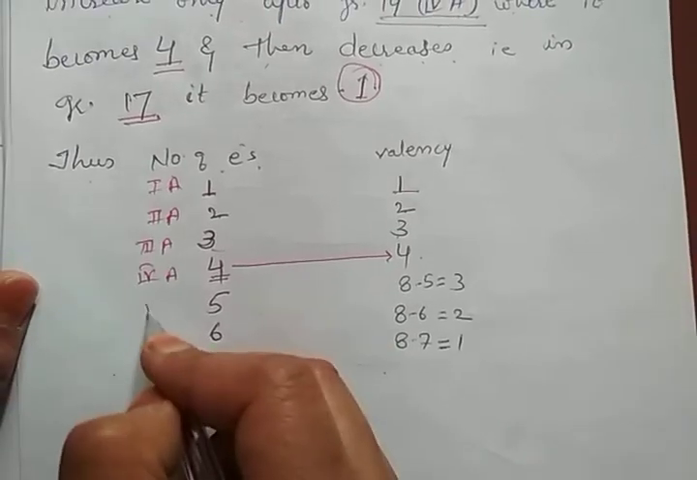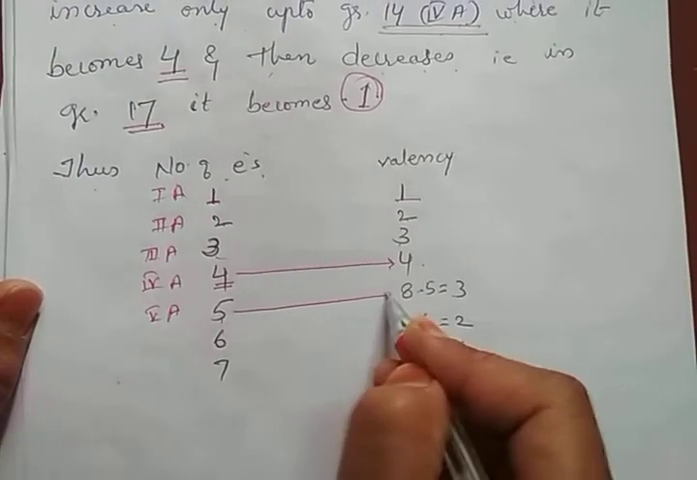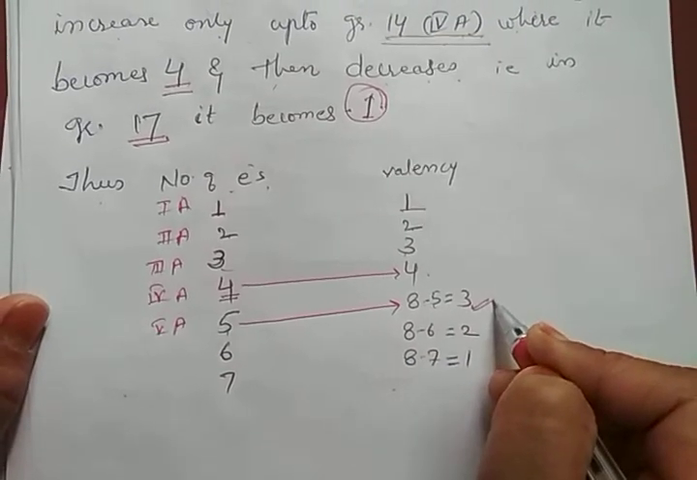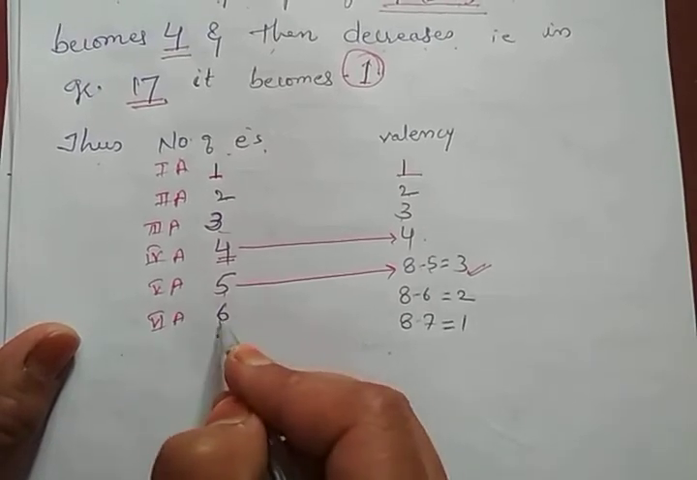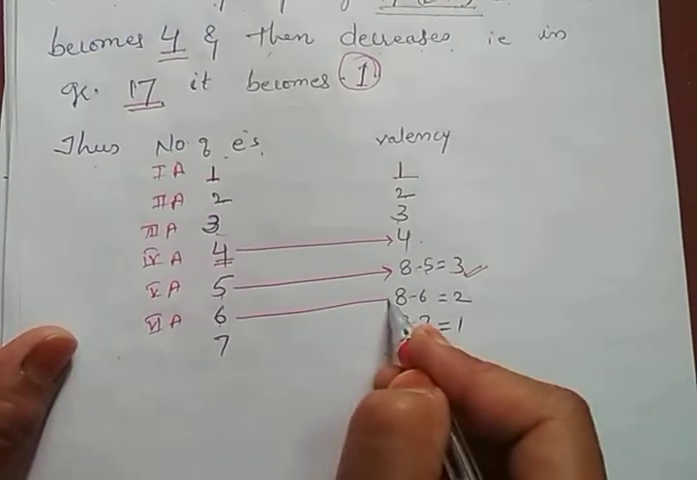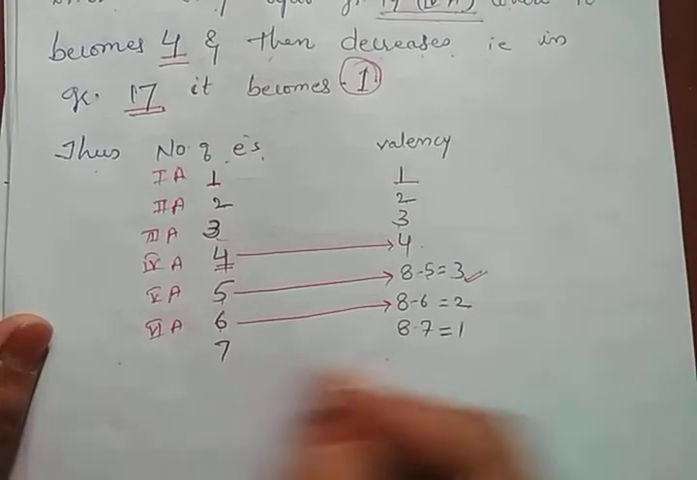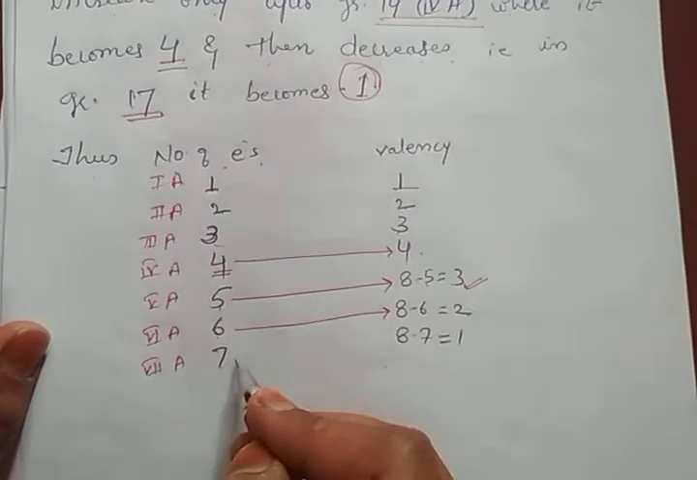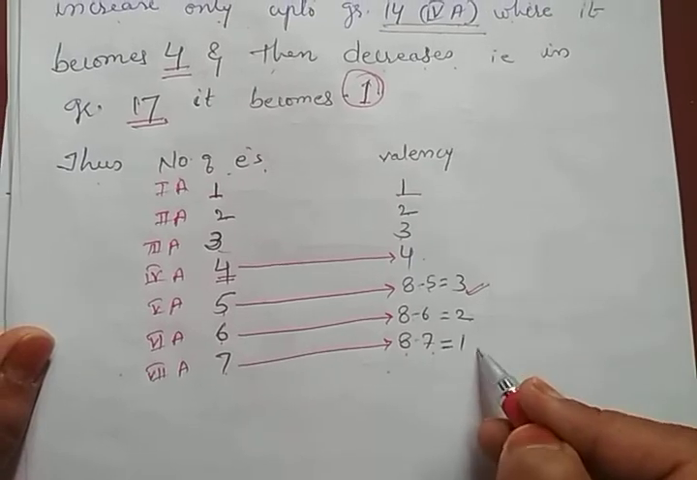We can calculate that fifth A group elements have 5 electrons in their last shell, so 8 minus 5, the elements have valency 3. Next one, 6th A group elements have valence electrons 6. So the valency can be calculated as 8 minus 6, that is 2. 7th A group elements have 7 electrons in their last shell. So 8 minus 7, their valency is 1.